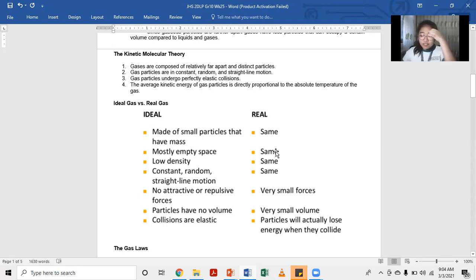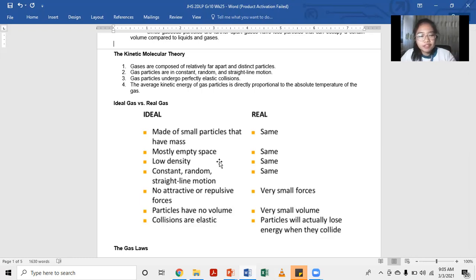Pero yun, yung i-discuss natin after, we'll act as if na may ideal gas tayo. Okay? So, ito naman, yung gas laws natin. Pero before tayo mag-proceed dyan, let's talk about pressure. Gases also exert pressure. So, for example, if you blow a balloon, di ba, you're putting air inside the balloon. So, bakit siya lumalaki?